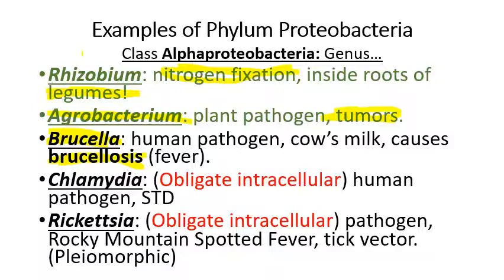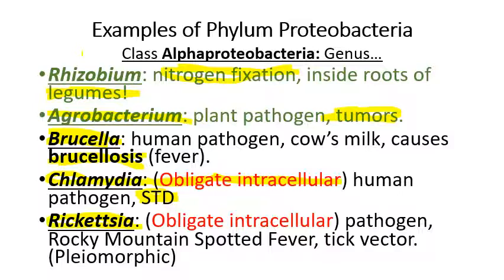All right, now the next genus that's of interest to us is the genus Chlamydia. This, as I said earlier, is an obligate intracellular pathogen, and in humans we care about it because it's a human sexually transmitted disease, an STD. STD stands for sexually transmitted disease. It's something that humans get, if they pass around to each other during sexual activity. Chlamydia.